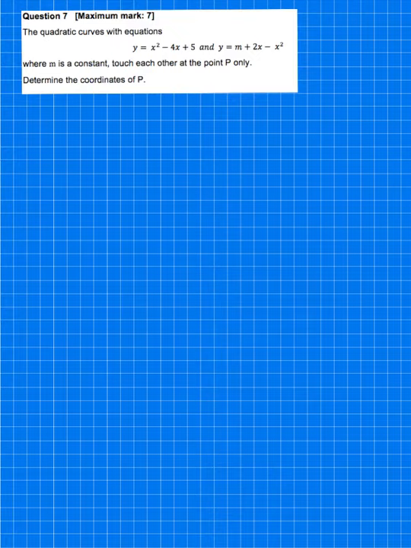Paper 1, question 7, we've got two quadratic functions and it's saying that they touch at point P. They don't intersect. If they intersect, they'd end up intersecting twice. They just touch once at point P. So when they touch, that's when they're equal to each other. So we can write these quadratics equal to each other first of all.